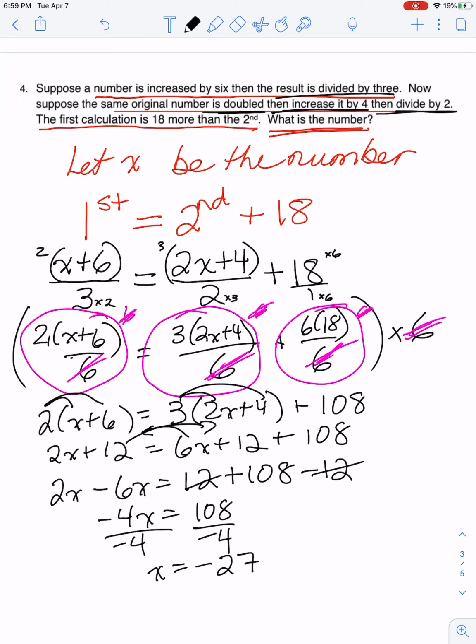So we found the answer, because we were only asked to find out what this number was, so therefore the number is negative 27. And we're done.